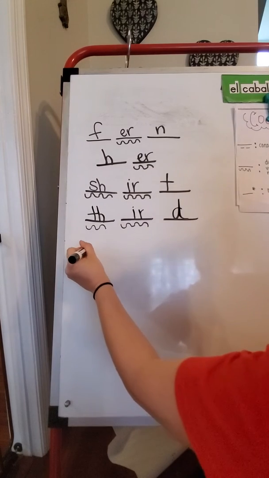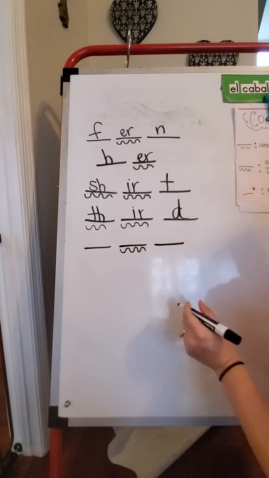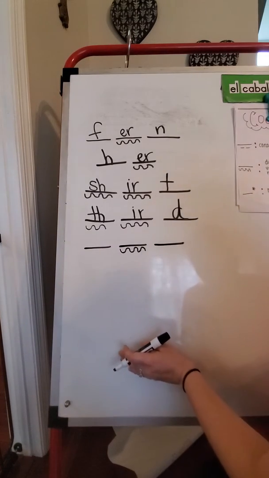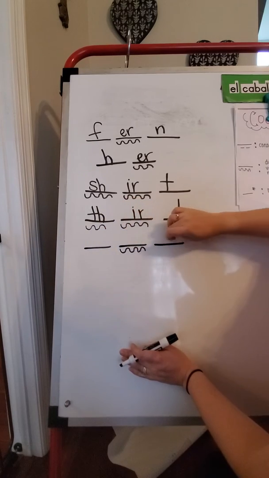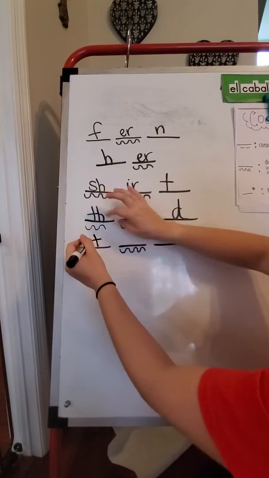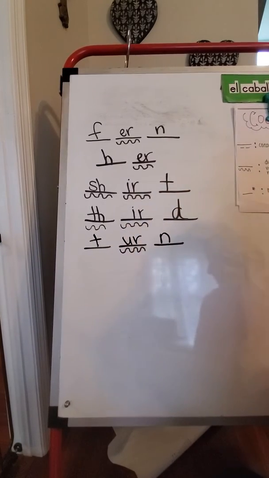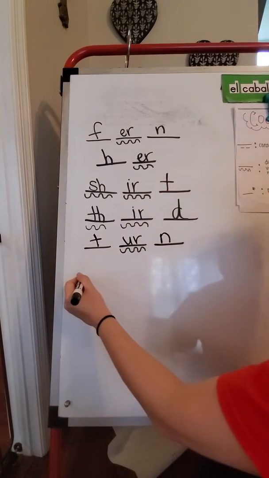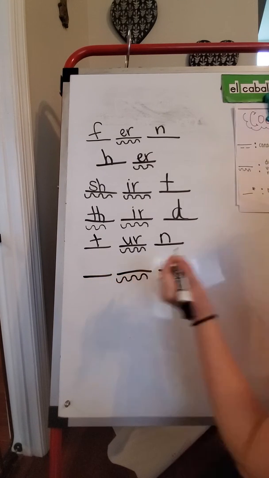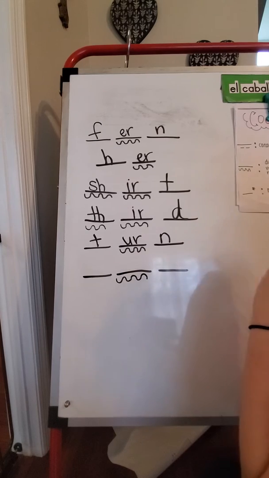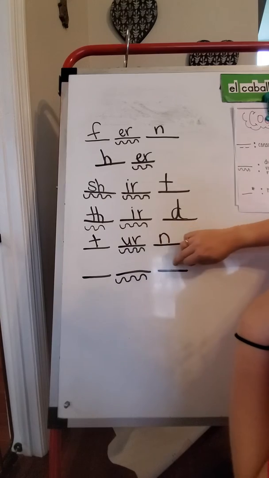So see what I'm doing. This word is turn. Say the word. Turn. Tap the word. Turn. Last one. This word is hurt. Say the word. Hurt. Tap the word. Hurt.